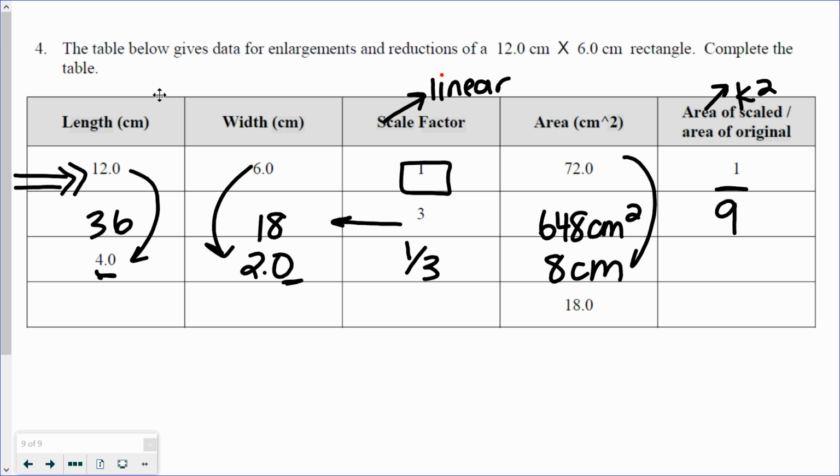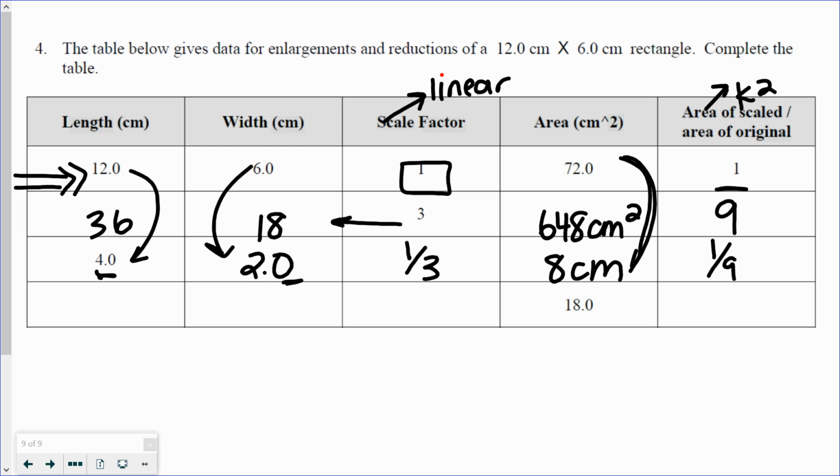So I could either do my scale factor squared, so k squared, or I could compare that 72 to that 8. Sorry, I said 1/3, I meant 1/9. So squaring 1/3 actually gets me 1/9, or going 8 divided by 72 gets me 1/9 as well.